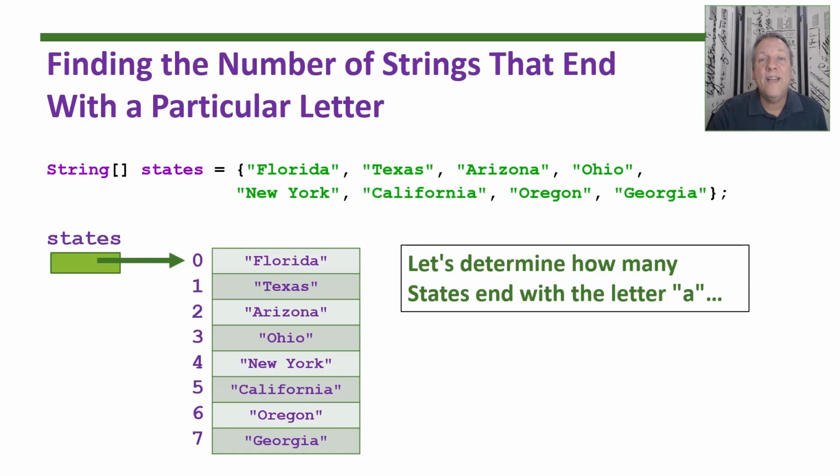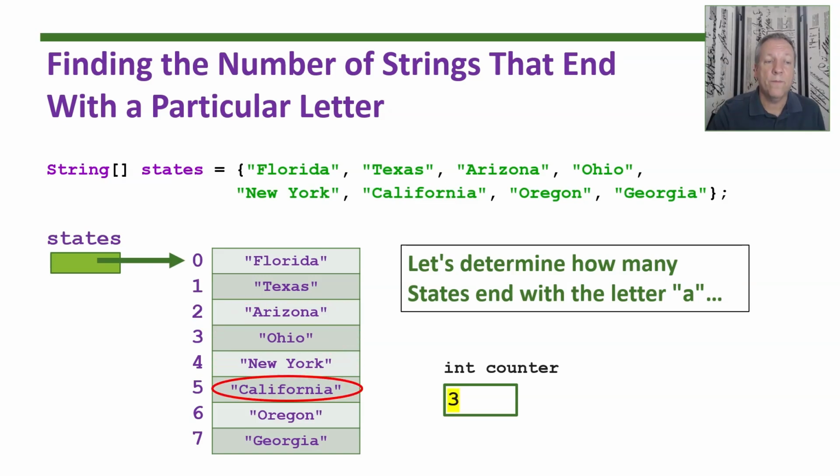So I'm going to need to have a counter, something to keep track, like a tally mark, every time I find a string that meets this condition. Now I'll have to traverse through the array. I'll start with Florida, and Florida ends in an A, so I add 1 to my counter. Texas doesn't end with an A, so I'm okay here. Oh, Arizona ends with an A, so now my counter is going to be incremented to 2.